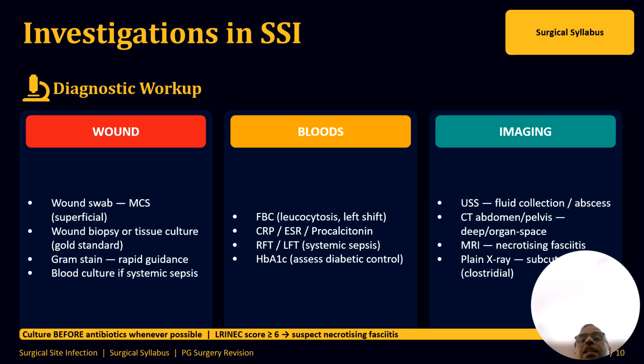For imaging in a surgical site infection, do an ultrasound of the surgical wound if you're suspecting any collection or an abscess. In an organ space infection or a deep space infection, CT abdomen or pelvis is one of the important investigations to delineate the abscess cavity, the size of the abscess cavity, and the number of abscesses, and you can plan your treatment accordingly. For necrotizing fasciitis, we can also do MRI of the affected extremities. And a plain X-ray of an affected limb, especially in gas gangrene like Clostridium, can show presence of subcutaneous gas. Culture before antibiotics whenever possible.